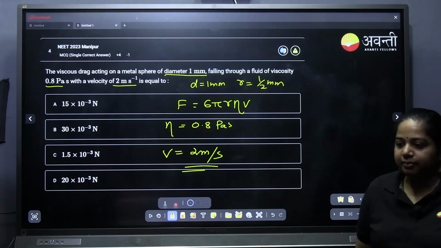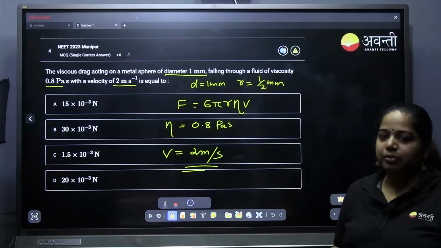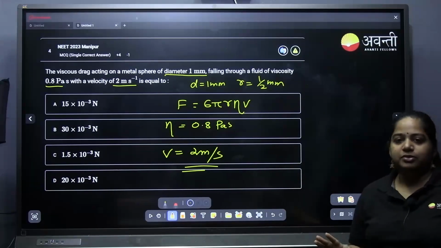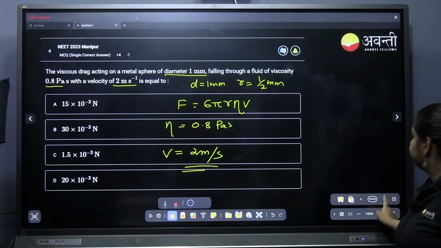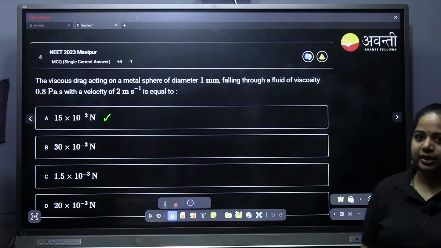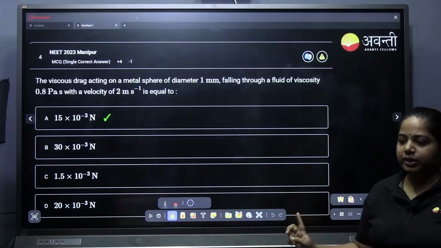Direct substitution only. That is the plus point about these chapters. There will be direct formula questions only. There will be no twist and all. Okay, option A is the answer. I hope we can move to the next question, and there is no doubt in this.